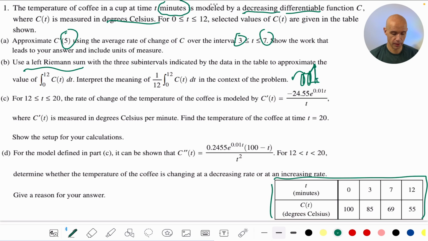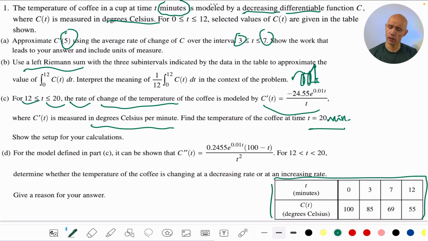Now the next one says that between 12 and 20 minutes, the rate of change of the temperature is given by this function, and C prime is measured in degrees Celsius per minute. That should be the case, right? Because C is in degrees Celsius, and prime is a derivative, so it's divided by time, so by minutes. Find the temperature of the coffee at 20 minutes.